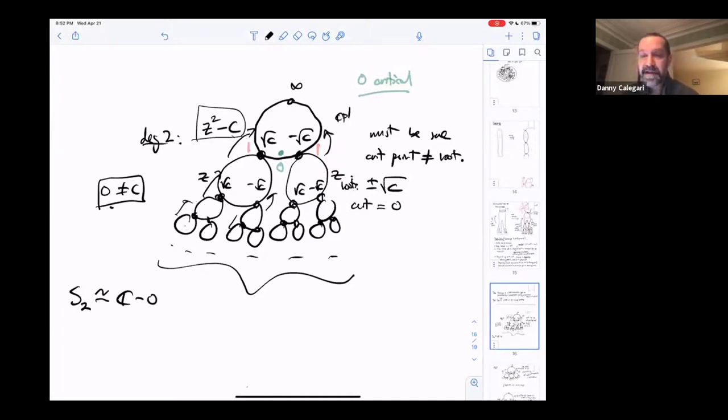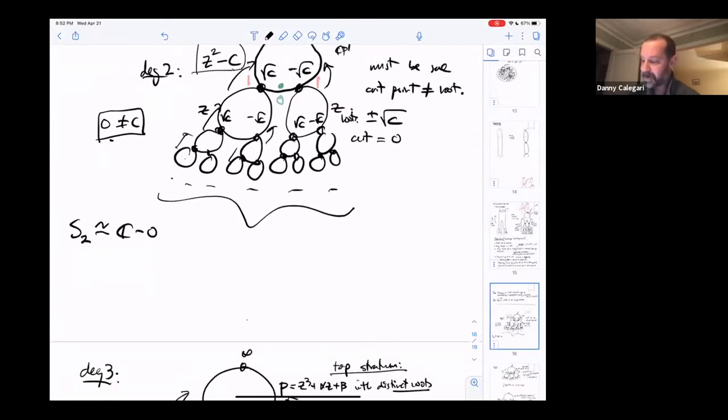C minus zero is a punctured plane. It's not a punctured disk. Those are holomorphically different, but they are homeomorphic. They're both annuli. So you can recover the topology in the degree two case just from this very simple picture.